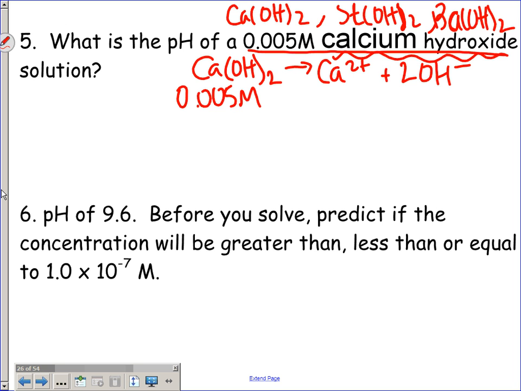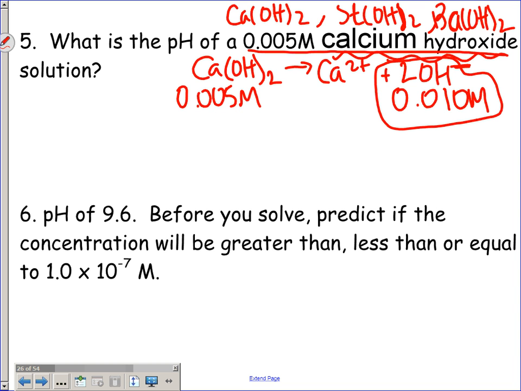So if I have a 0.005 molar calcium hydroxide, I have 2 times the amount of hydroxide. So what's my concentration of hydroxide? Sorry, 5 goes up to 10, right? So it's going to be 0.010 molar. There's no way you would have known that until I told you, so I needed to make sure I do number 5 with you.